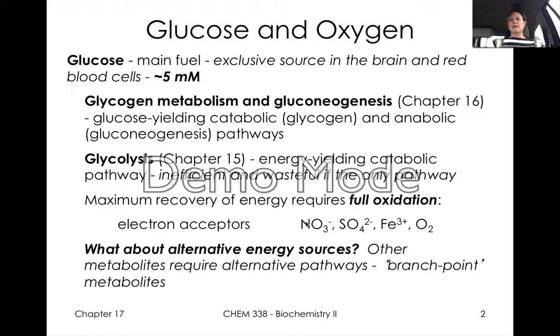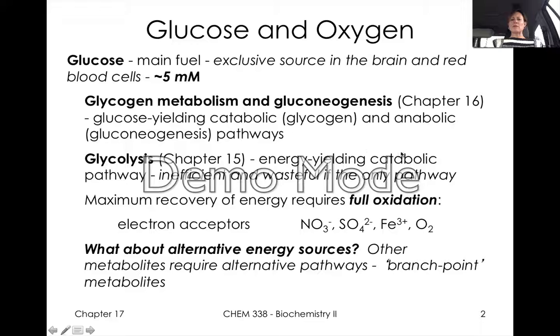So we learned about glycolysis, then we learned about sources of glucose in terms of glycogen metabolism and gluconeogenesis, and now we're thinking about, well, if we want to be more efficient in our fuel use, we need to be able to squeeze all of the energy out of that fuel. We need to fully oxidize the fuel, which means we need to have other molecules that help harness that fuel in terms of electrons. So we've talked about NADH and FADH2.